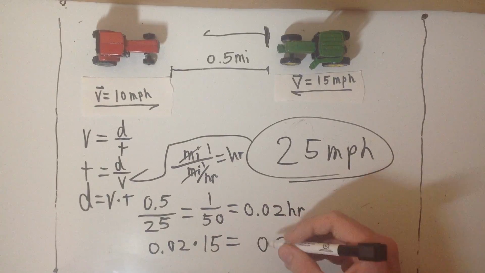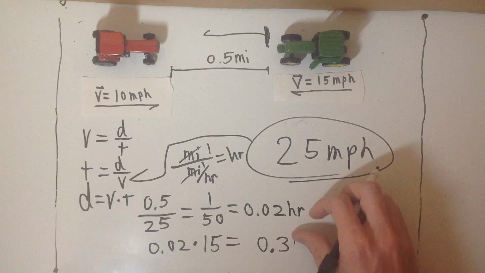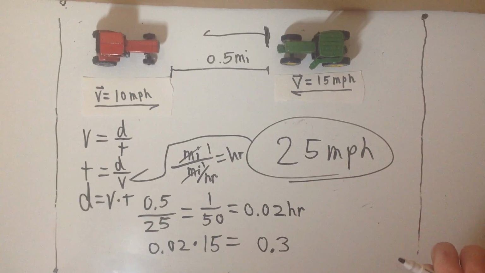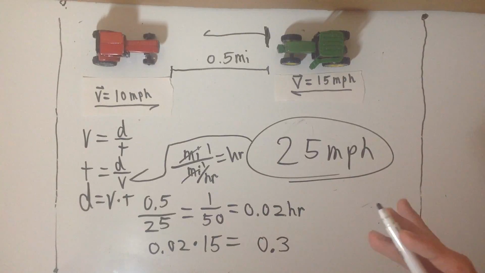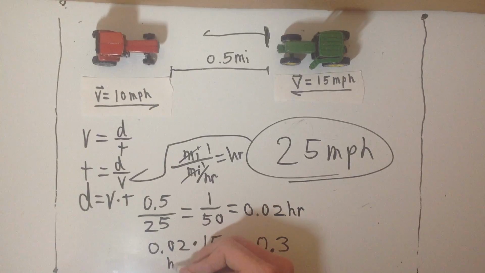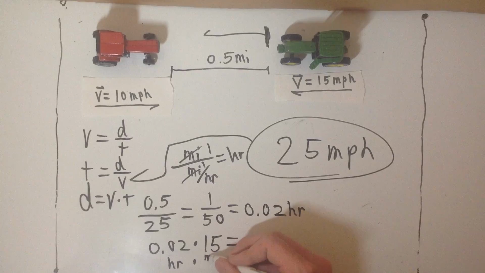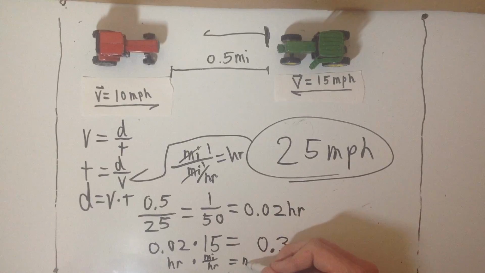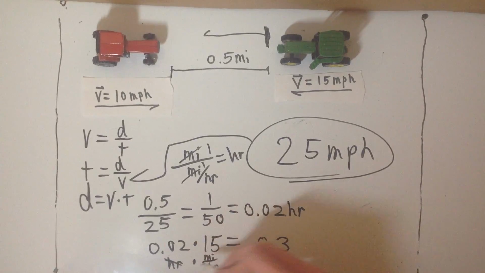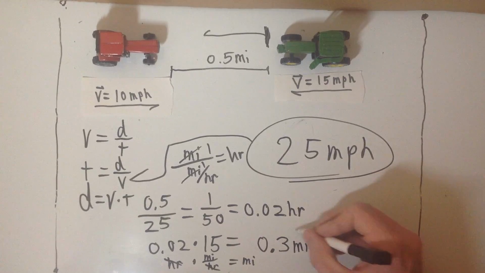and that will get us, so 15 times 2 is 30, but we have to count our decimal places, so we get 0.3. What are our units again? I know this is getting kind of old, but just keep doing it. This is our time in hours times 15 miles over hours, which equals miles, because hours cancels with hours and we're left with miles. So our distance is 0.3 miles.